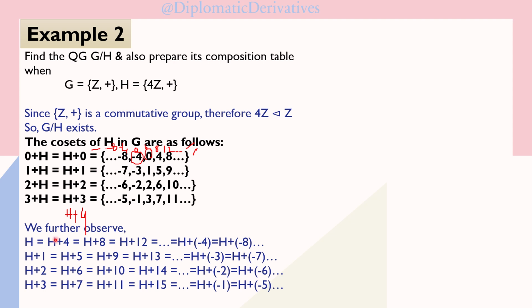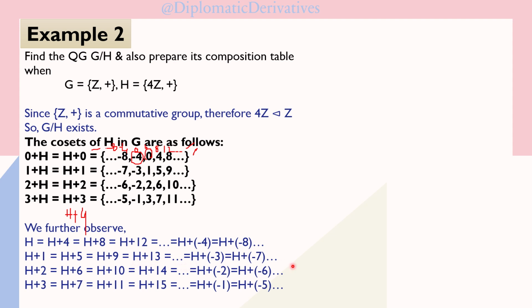This means that h plus 0 is h, right? So h is equal to h plus 4. If you do the same thing with 8, you are going to get the same h. So h plus 8 is also equal to h, h plus 12 is also equal to h, and similarly on the negative side, h plus -4 is equal to h, h plus -8 is equal to h, and so on. In the same way, when you do h plus 5, you will get h plus 1. You can do it and check, right? So h plus 1 is equal to h plus 5, which is equal to h plus 9, which is equal to h plus 13, and so on.